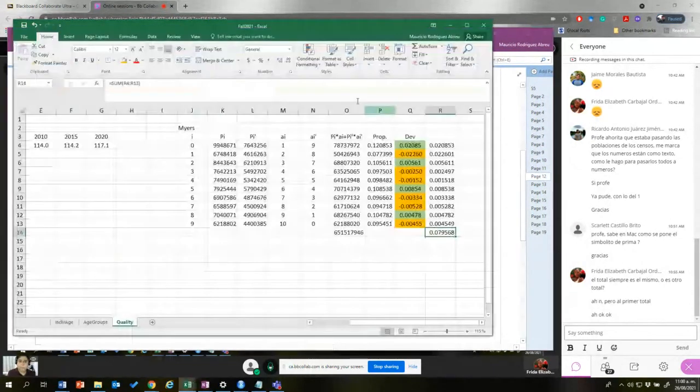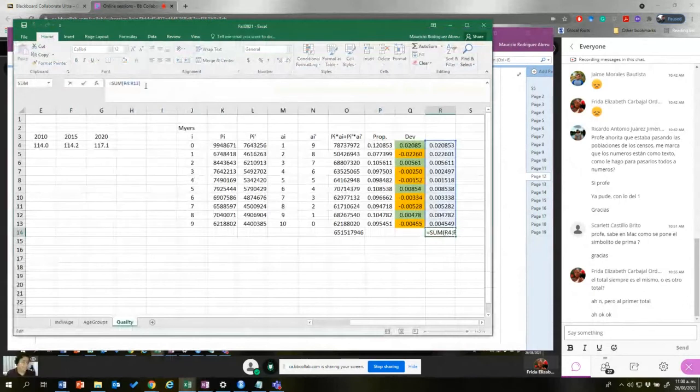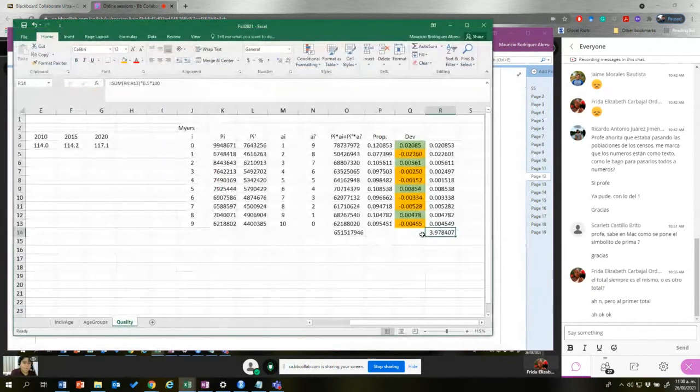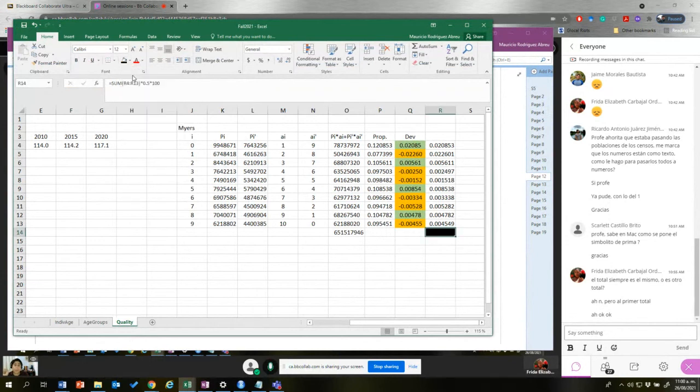And I'm missing the 1/2 times 0.5 times 100. So what I'm missing in this formula is this. So this is the final value of the index. This is only for the total population.